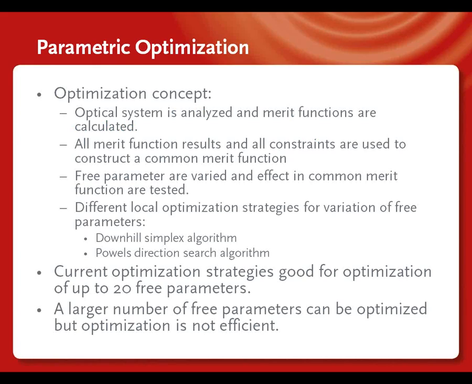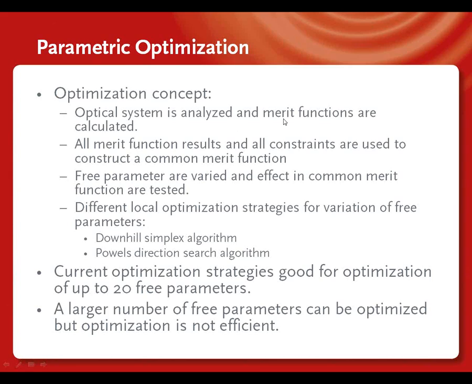I mentioned it already. Parametric optimization means that we have to analyze an optical system several times, and we need to calculate merit functions during every analysis. And all merit function results, so we can have different merit functions in an optimization, and also additional constraints are used to construct a common merit function. I will explain later how this works.